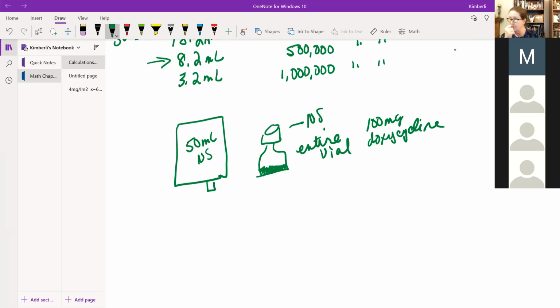However, if I'm going to use only part of it, then I need to make sure that I use the correct amount of diluent, because I'm going to have to calculate how much is going to give me a portion of that vial, right?